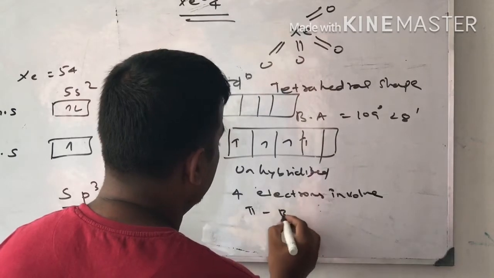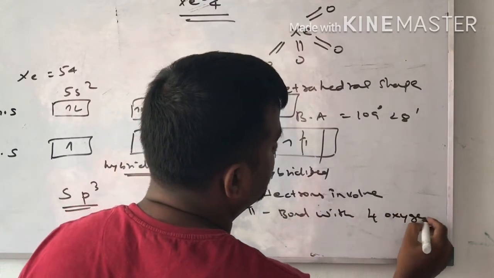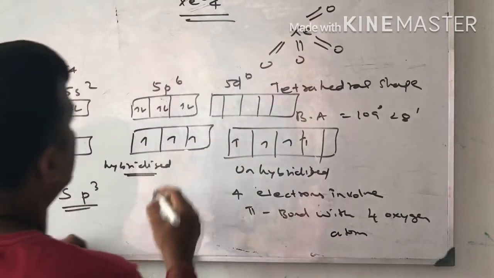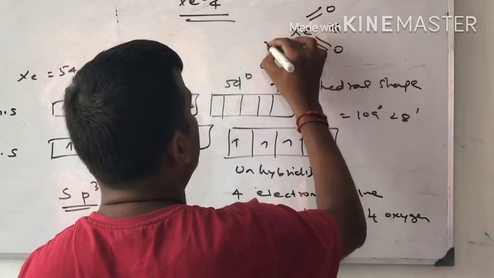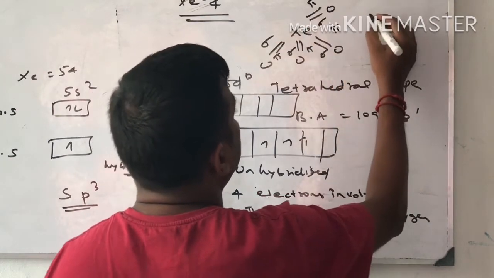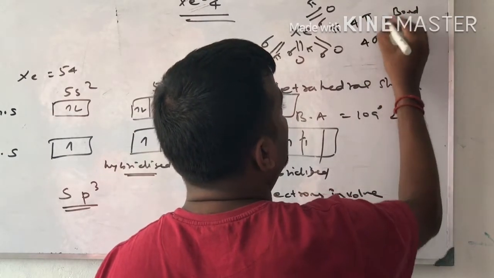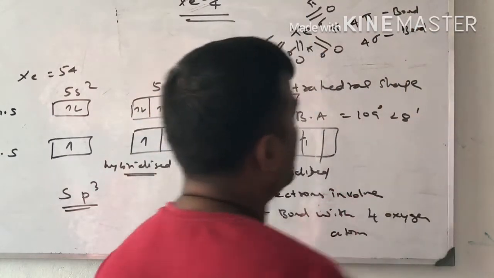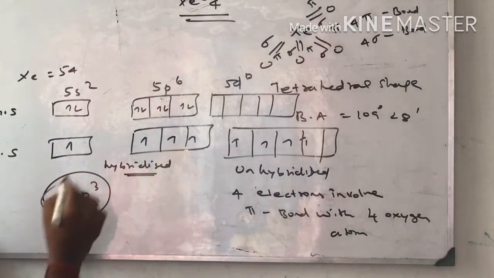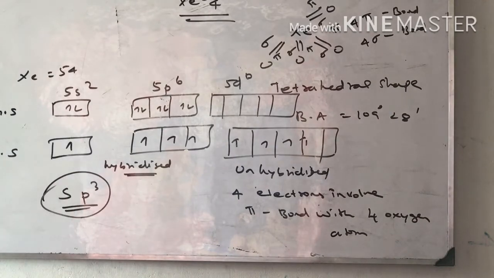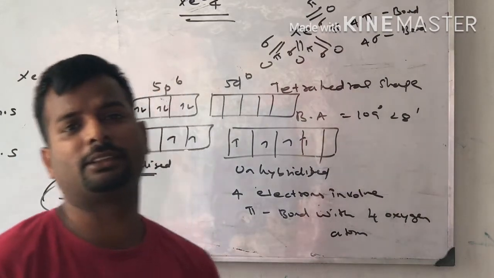Pi bond with 4 oxygen atoms. This is the thing happening here. 1 pi bond, sigma bond, pi bond, sigma bond, pi bond, sigma bond, pi bond, sigma bond. So totally 4 pi bonds and 4 sigma bonds. So it is tetrahedral shape. It contains 4 pi bonds, 4 sigma bonds. Hybridization is sp3 hybridization. These are the information related to xenon tetraoxide. It is a waxy solid.